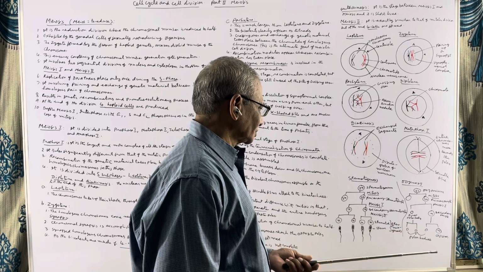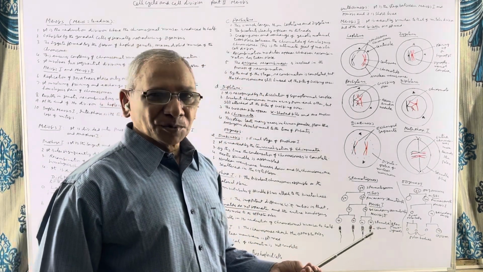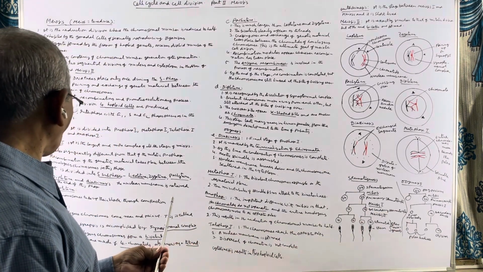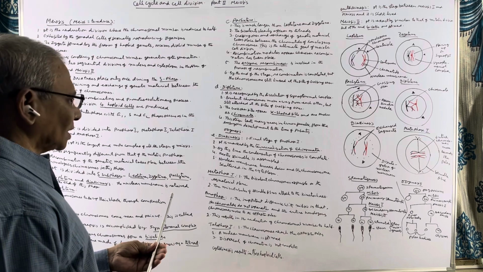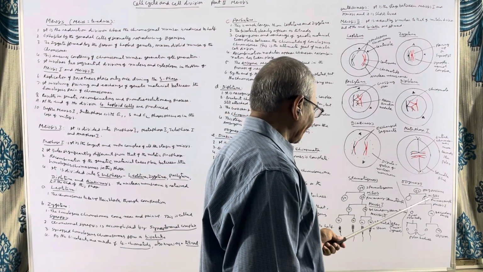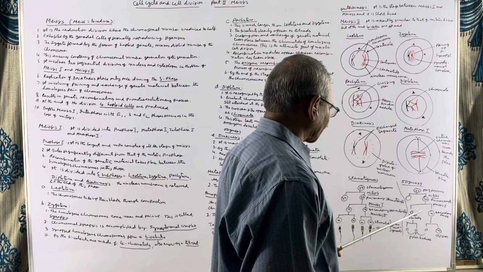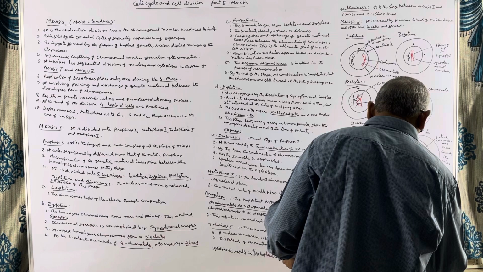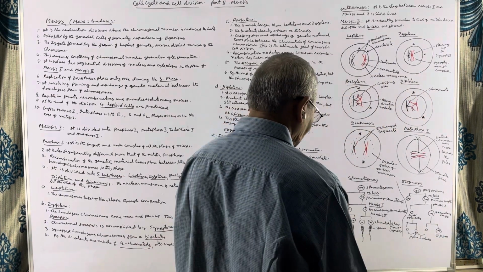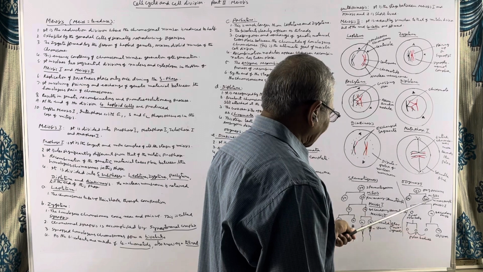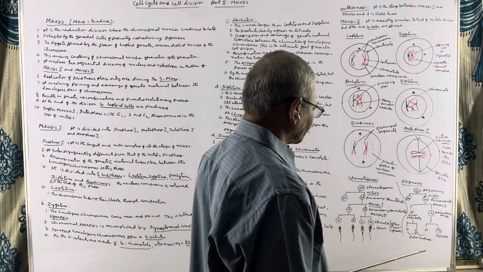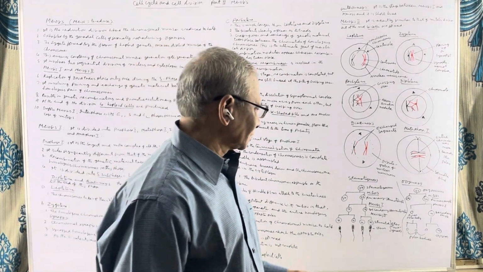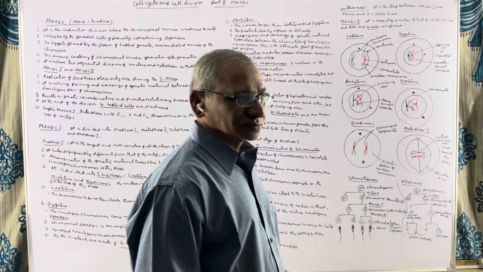Oogonia are present in the embryonic ovary. Then the oogonia divide mitotically and produce primary oocytes. The primary oocytes have 2n number of chromosomes, that is the diploid number of chromosomes. The primary oocytes undergo meiotic division 1. As a result, the chromosomal number is reduced to half and secondary oocytes are formed.